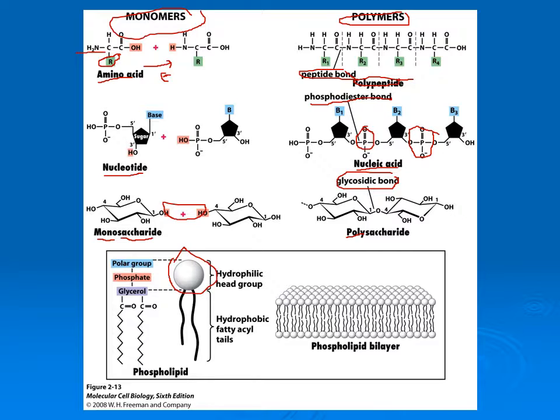Now the lipids. This is what we saw before: the hydrophilic head group, the polar head group, and then the two fatty acid tails. A glycerol has a third carbon, and there's the phosphate and the polar group at the end, and you end up with a phospholipid. Here's a bilayer. In cell biology, lipids have great importance as well.